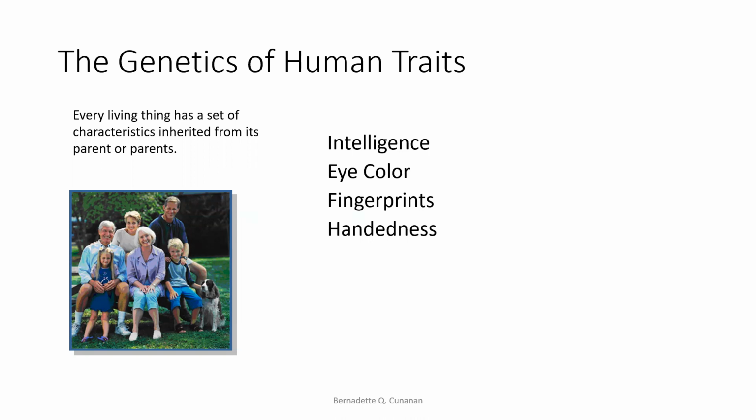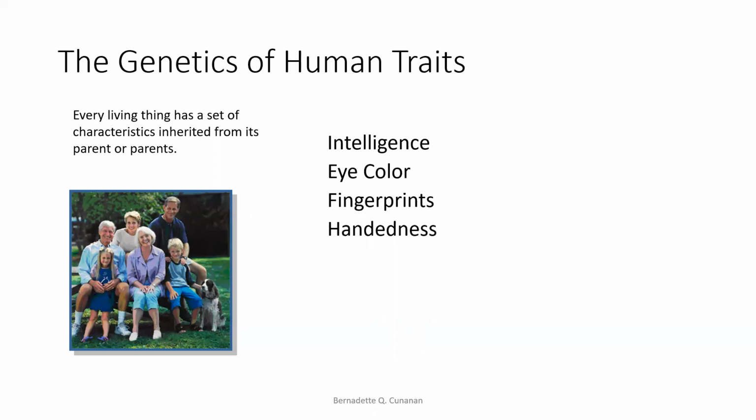Hand preference, guys, becomes increasingly apparent in early childhood and tends to be consistent throughout life. However, little is known about its biological basis. Hand preference probably arises as part of the developmental process that differentiates the right and left sides of the body.